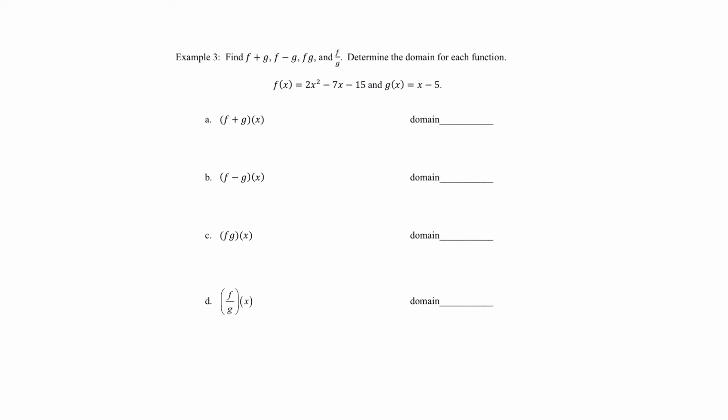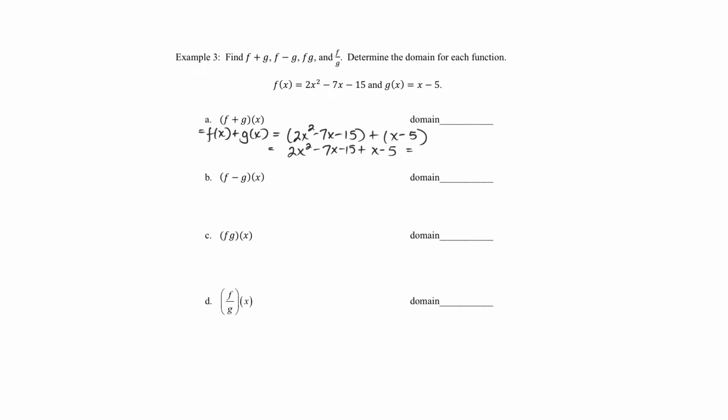Now another example. With f of x equal to 2x squared minus 7x minus 15, and g of x equal to x minus 5. So again, to find the sum, that's going to be equal to f of x plus g of x. So 2x squared minus 7x minus 15 plus x minus 5. No need for the parentheses. I'm only putting them to get us in the habit of using them because often they are necessary.